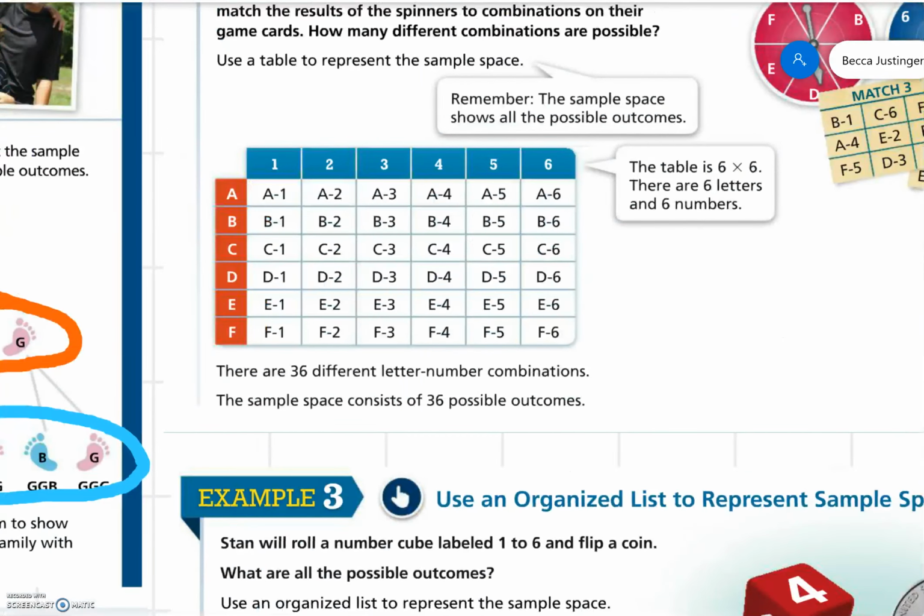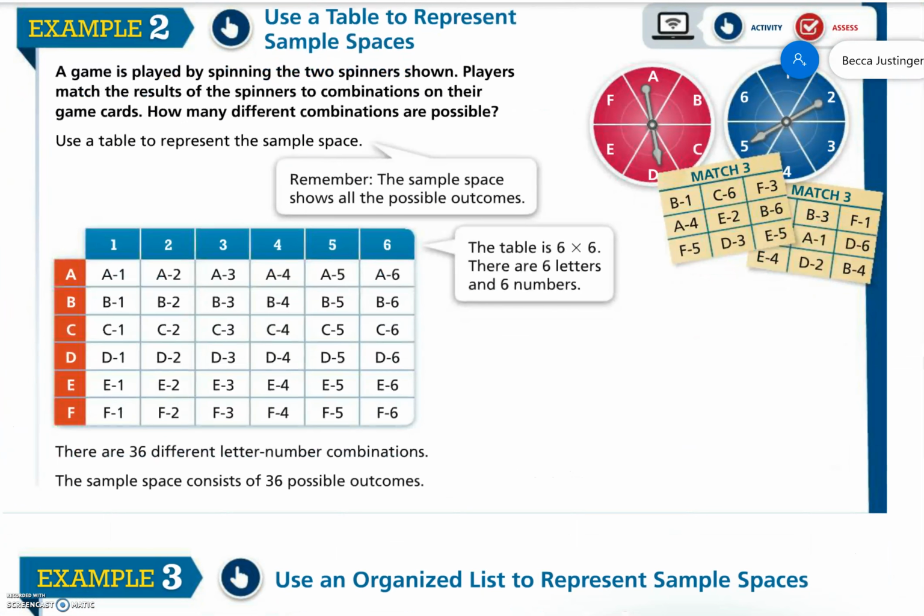Example number 2. Use a table to represent sample spaces. This is kind of like a big Punnett square like you're learning in science. A game is played by spinning 2 spinners shown. Players match the results of the spinners to combinations on their game cards. How many different combinations are possible? Use a table to represent the sample space. Remember, the sample space shows all the possible outcomes.